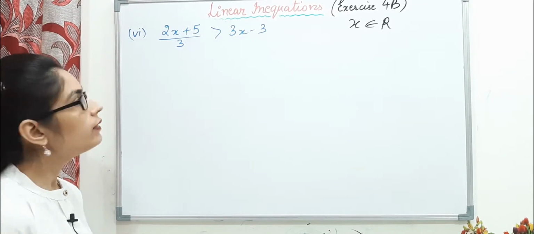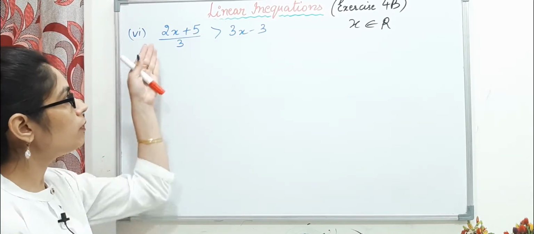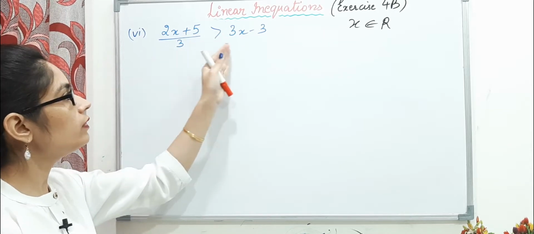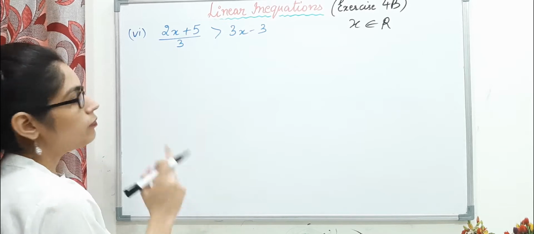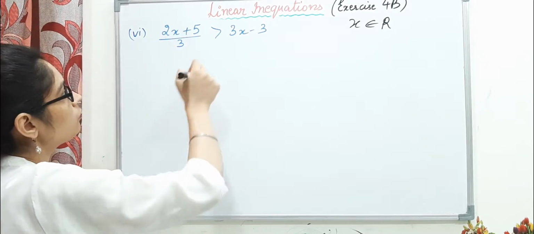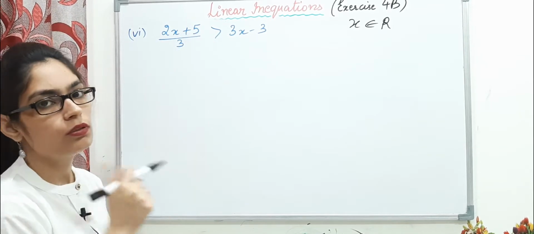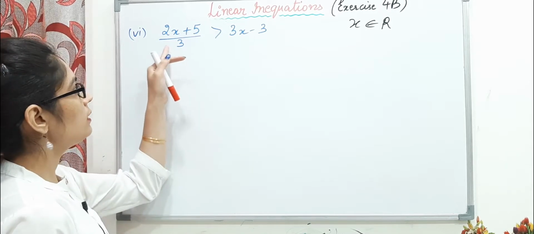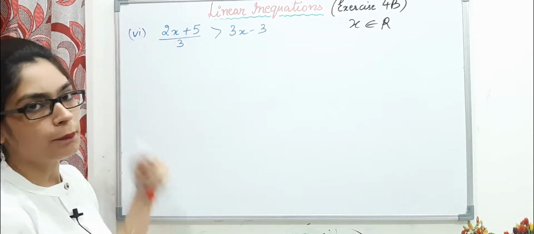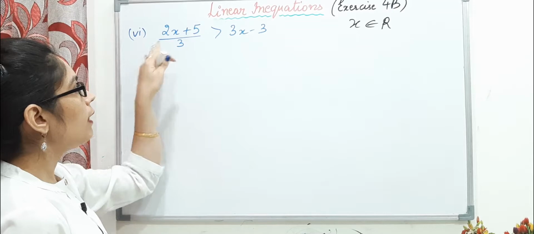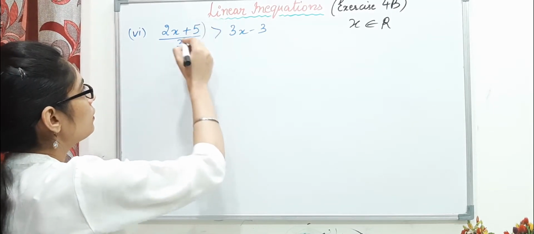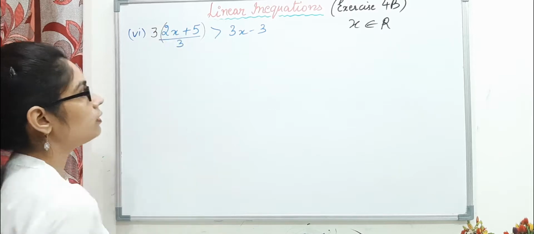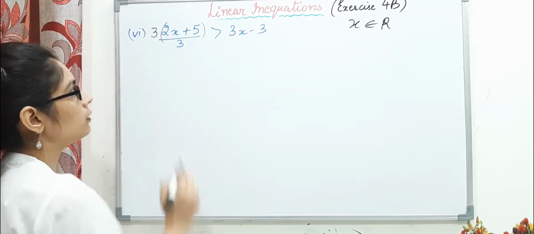In this part it is given 2x plus 5 by 3, it is greater than 3x minus 3. So this side if we see, it is in fraction form. So what we can do to finish this fraction, see this number, complete number, it is getting divided by 3. So if I multiply it with 3, this whole term, if I multiply it with 3, I can cancel it.